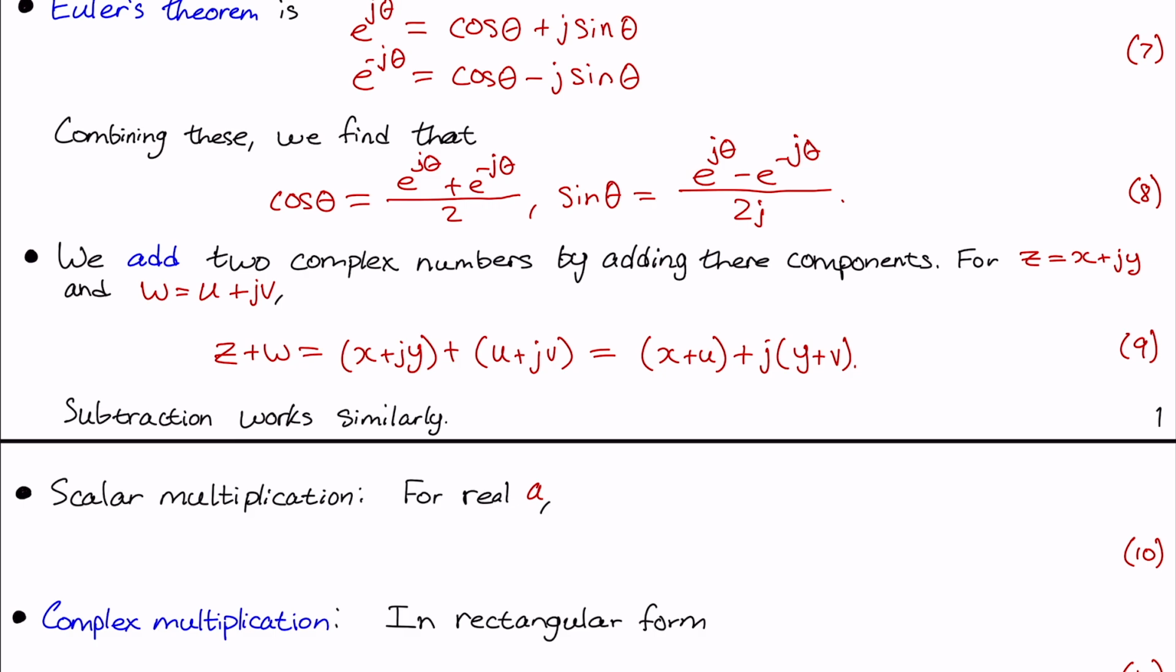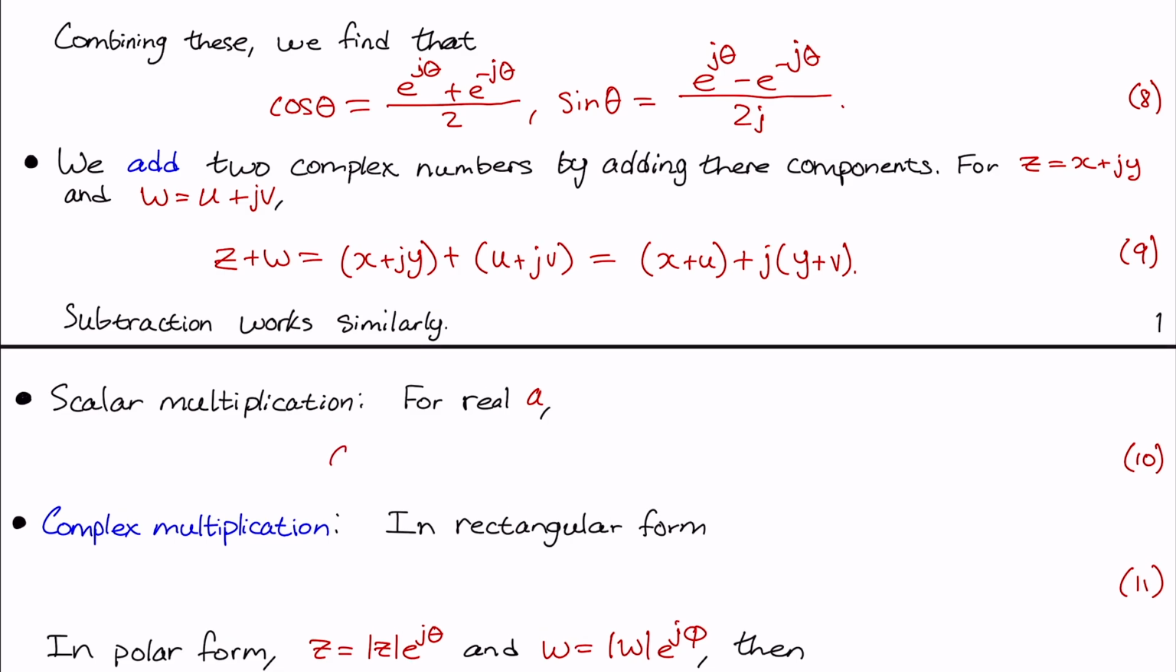For multiplication, what we do depends on what we are multiplying. If we are just multiplying some scalar value a by a complex number z, then we're just going to distribute that value a. So if we have a multiplied by z, we'll just distribute this and we'll get ax plus jay.